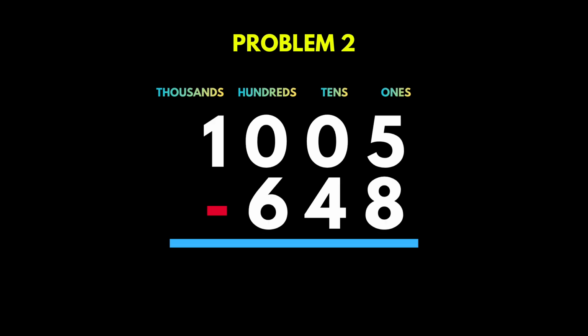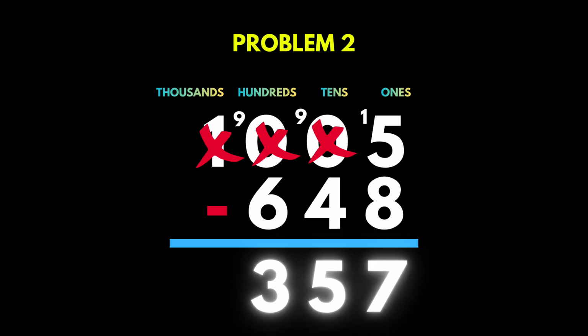Problem 2. 1005 minus 648. The zeros in the tens and ones place mean that we borrow across multiple columns. Work it carefully. 15 minus 8 is 7. 9 minus 4 is 5. 9 minus 6 is 3. The answer is 357.